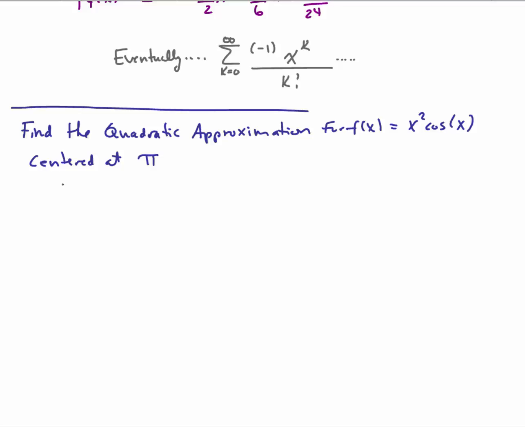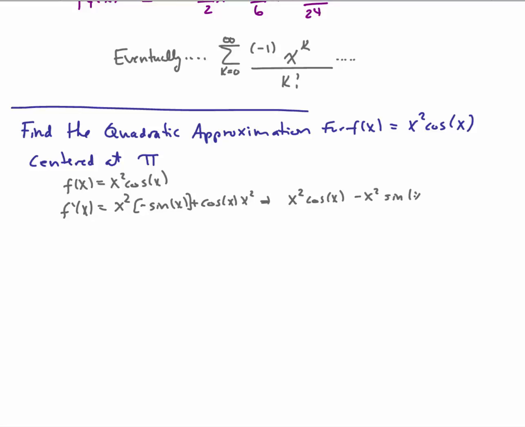And we're probably going to have to do some work on the side. So f of x equals x squared cosine of x. And then my first derivative, and I'll make my chart here after I have these derivatives and simplified, would be the first times the derivative of the second plus the second times the derivative of the first. So simplifying that, I'd end up with x squared cosine of x minus x squared sine of x. Now if I wanted to simplify this, I could.